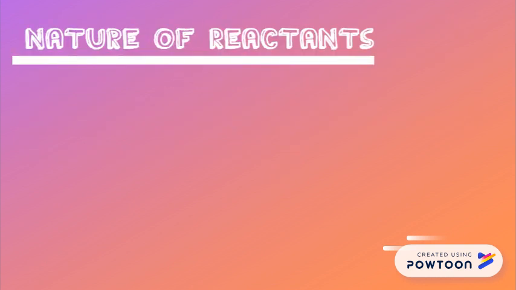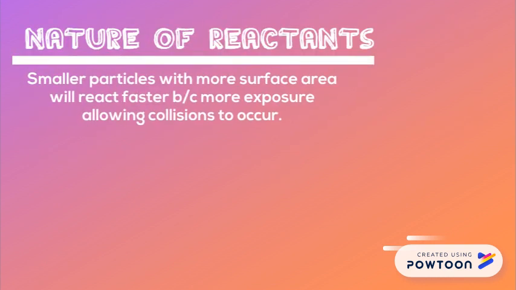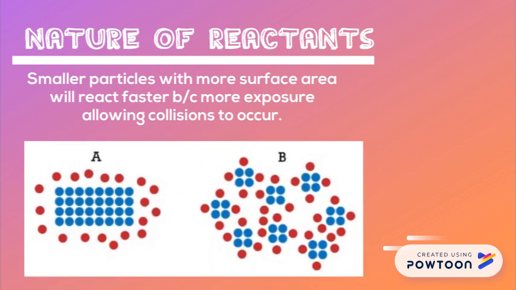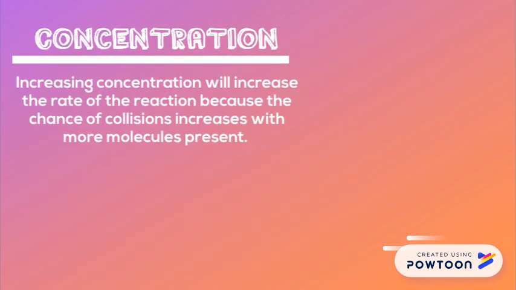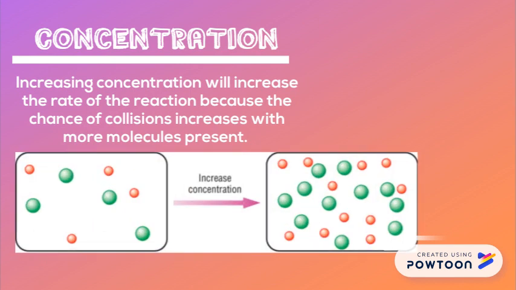When discussing the nature of reactants, the main variable that affects it is surface area. Having smaller particles with a larger surface area will react faster because there's more exposure of the particles of our reactants to collisions. Increasing concentration will also increase the rate of our reaction. And again, this happens because there is a greater chance of collisions. Having more particles present in our reaction will result in a greater number of collisions.